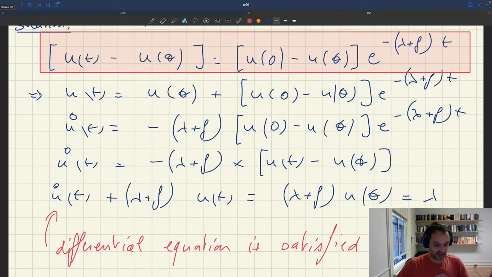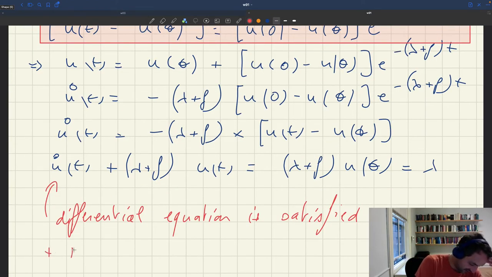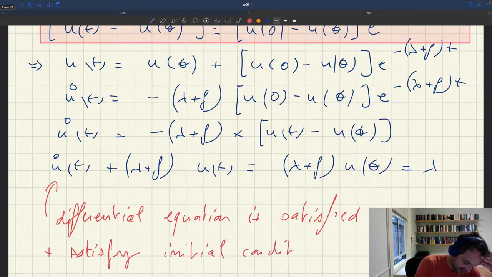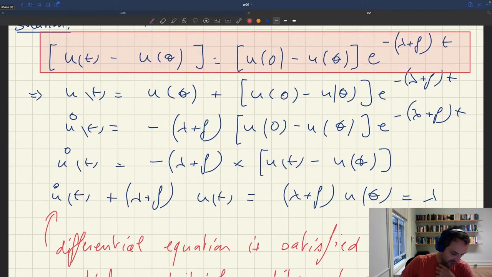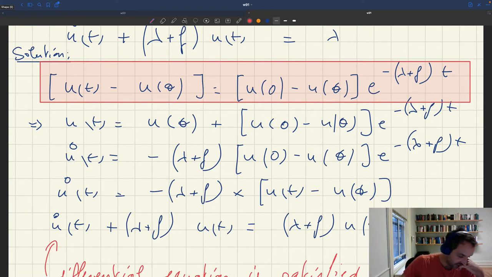We have to verify that at a given time the two things are actually equal. You can verify that at time zero, you have u zero minus u of theta equal to u zero minus u theta, because at time zero the exponential is going to be equal to one. So in addition, you can verify that this satisfies the initial condition at t equal to zero. At t equal to zero, u of t will indeed be equal to u of zero. So this works out perfectly. So this is our solution.